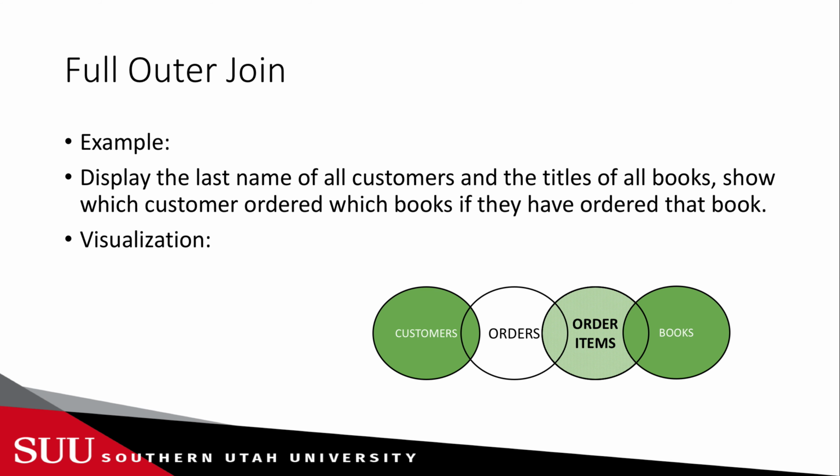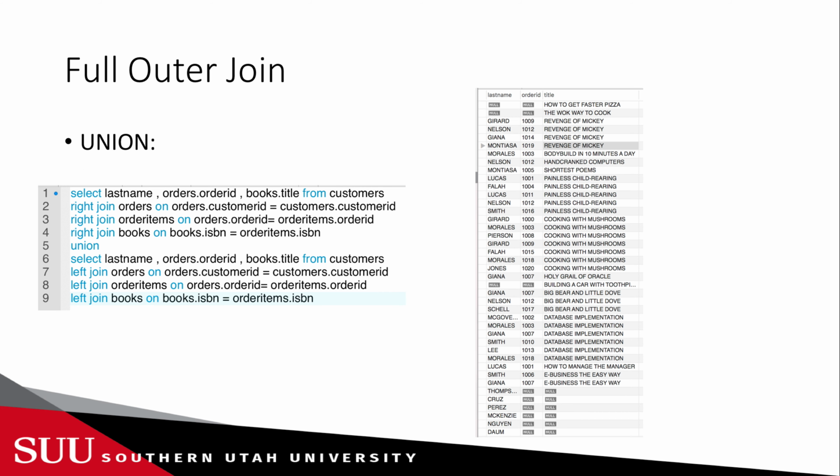In my case, I would do a right join to get all of the books, and I will combine this with a left join to get all of the customers. And then what I will have to do is just union those results. So this is going to be my query. It is a little bit of a long query, but it's not complicated. So let's look at the query.